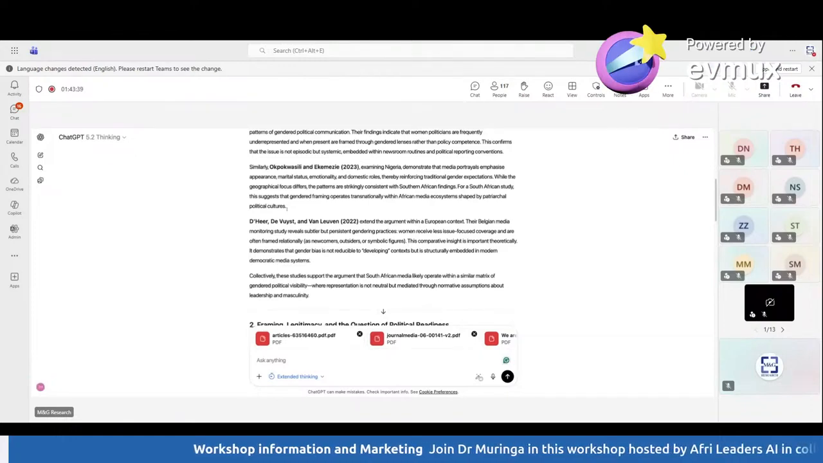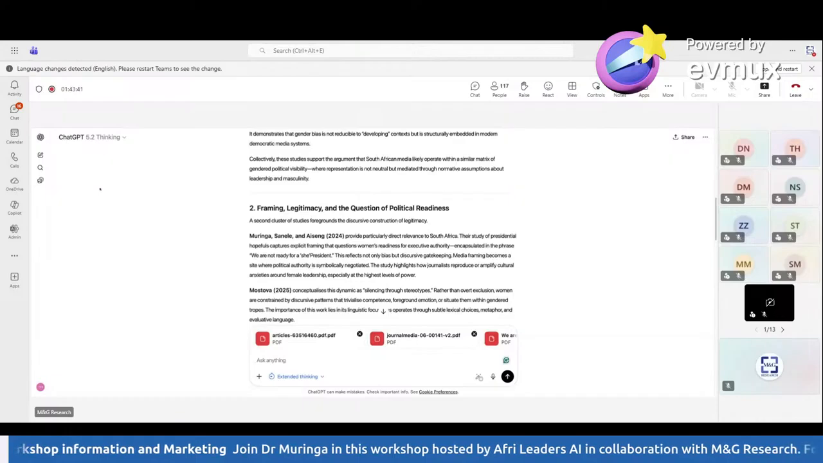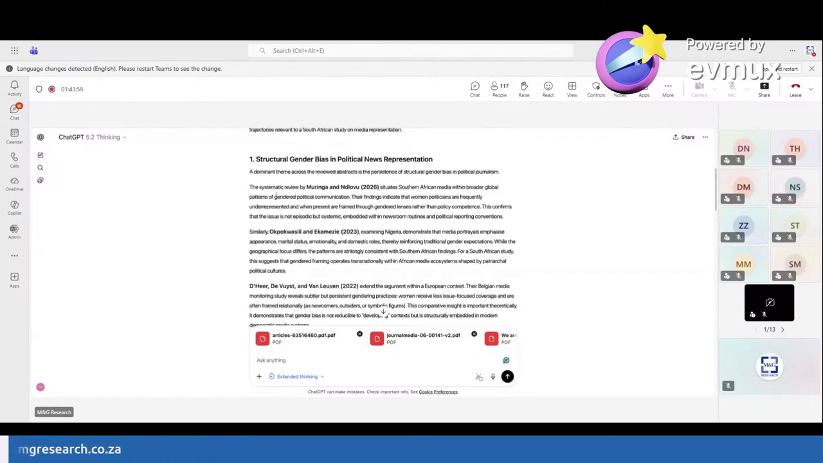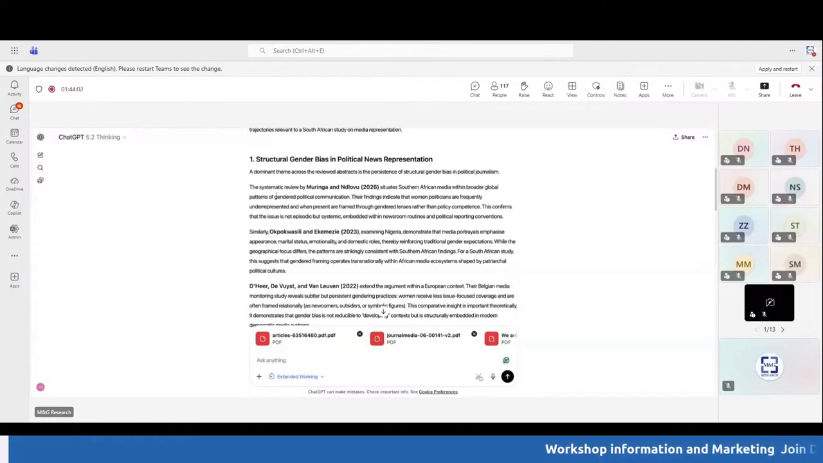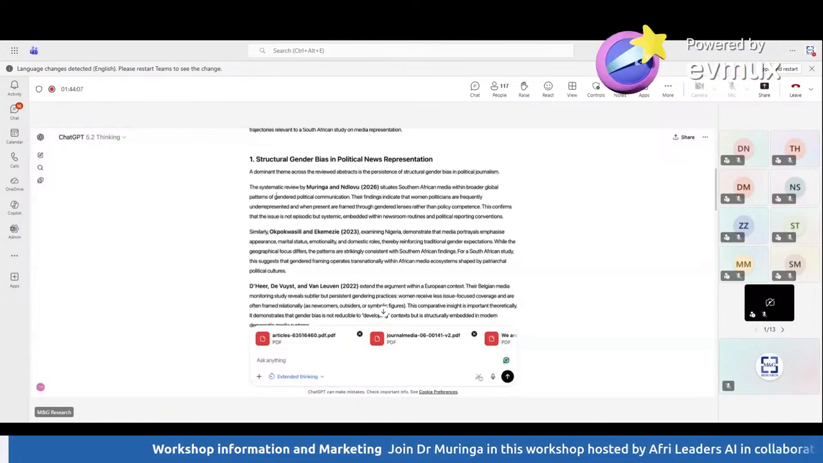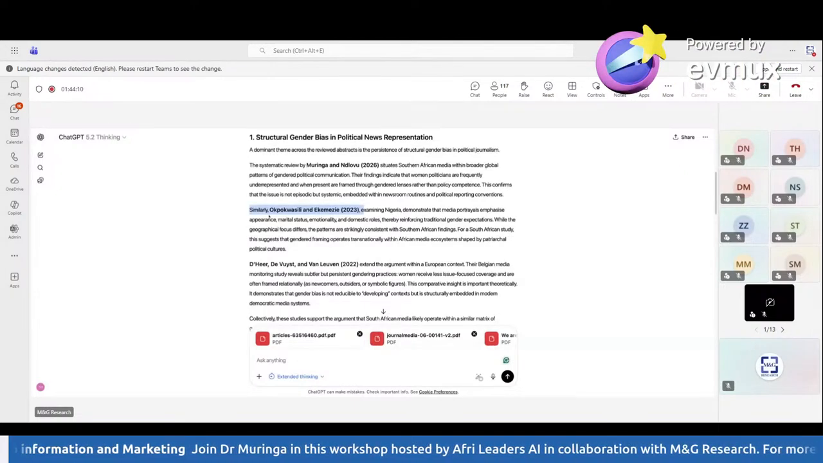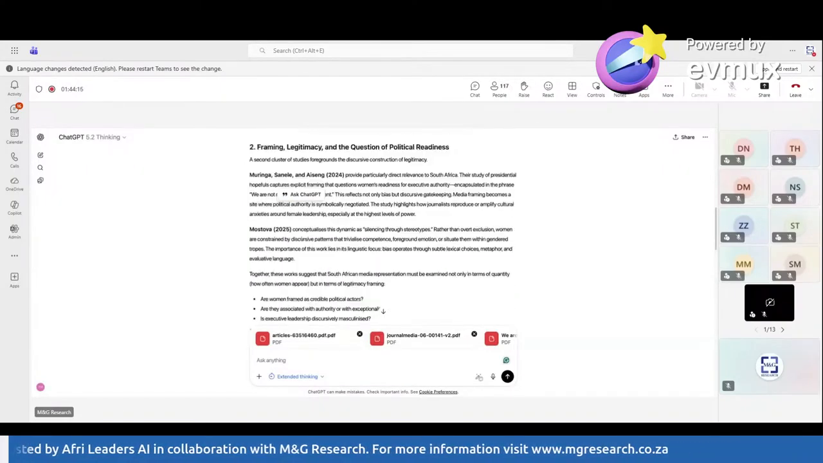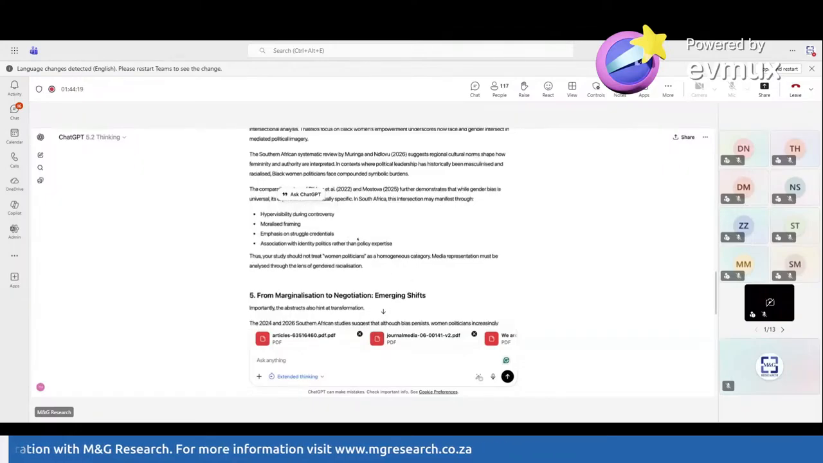So the next step that we need to do, so this is basically a description. The reason why I'm saying this is a description is that we are having an author by author literature review, right? This is what we normally find. So it says the systematic review by Moringa situates the South African context. Then it goes to another study here by Okpaswali. Then it goes to another study here by De Vos and Van Leuven. Then it goes on and on. That's what a systematic review normally is, right? A descriptive study is.